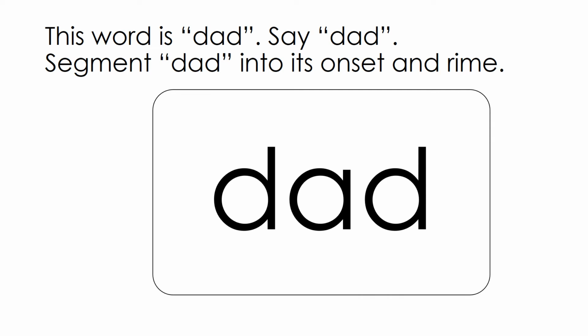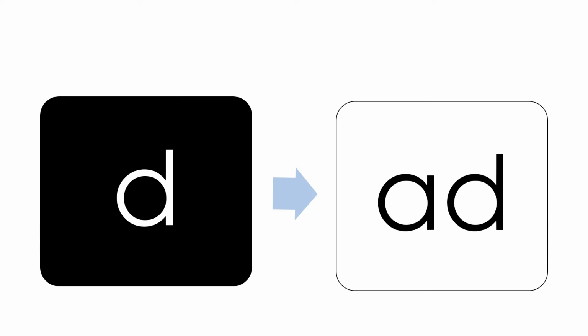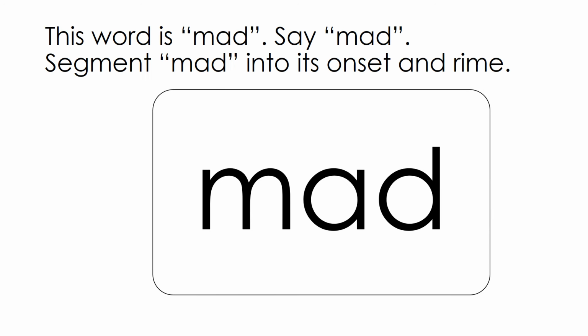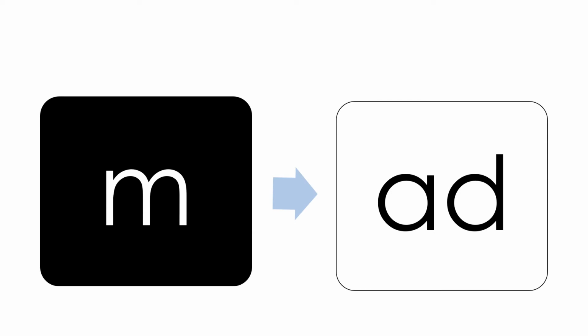This word is dad. Say dad. Segment dad into its onset and rhyme. D-add. This word is mad. Say mad. Segment mad into its onset and rhyme. Add.